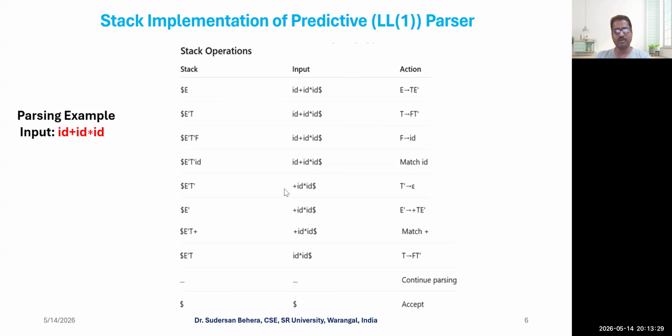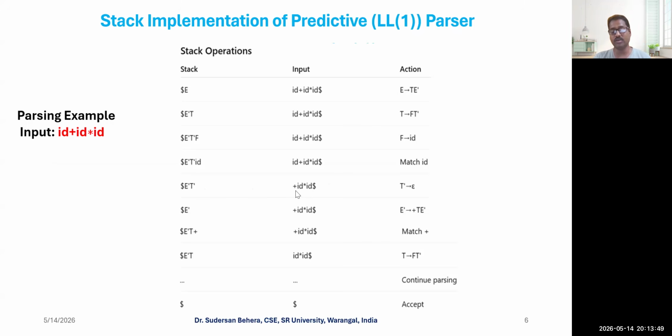So how to realize that? Better to remove ID from the input. So now the top of the stack is T dash, because ID is already removed, and from the input buffer the input symbol ID is already removed. Now the stack holds T dash, and the remaining input is plus ID into ID.